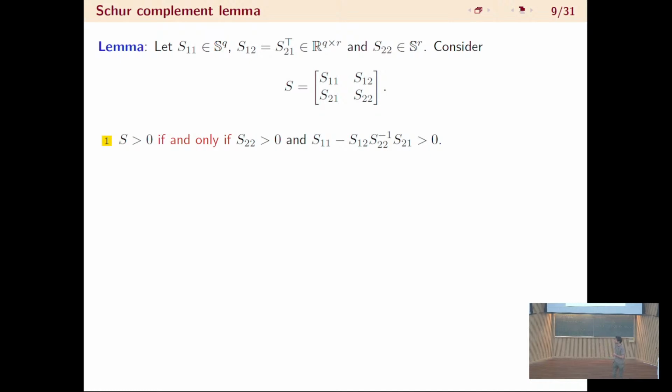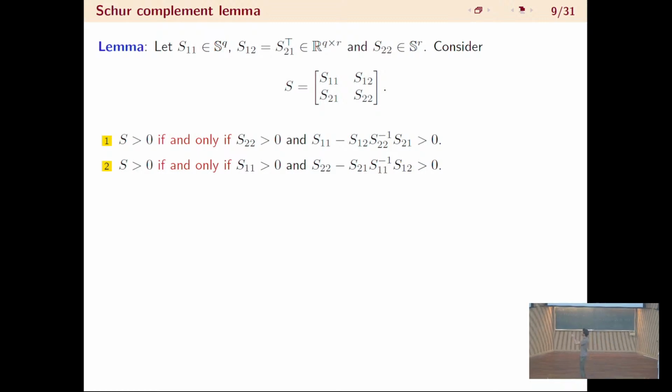Well, once you know one Schur complement, you can also do another one. Instead of taking the Schur complement with respect to the S22 block, I could also do the one with respect to the S11 block. So I compute S22 minus S21, S11 inverse, S12, so the matrix over here. And then a similar statement holds. This big partitioned matrix S is positive definite if and only if the S11 block is positive definite and the Schur complement with respect to the S11 block is positive definite. So again, we break up the positive definiteness of a big matrix in terms of two smaller ones.